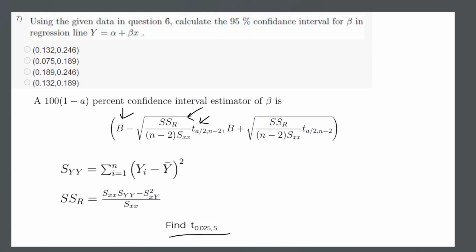For this, we have to estimate Sxx and Syy. Sorry, Sxx, and the sum of the squares of the residuals also we have to estimate using this formula. After that, we have to substitute and find the t value from the t table.